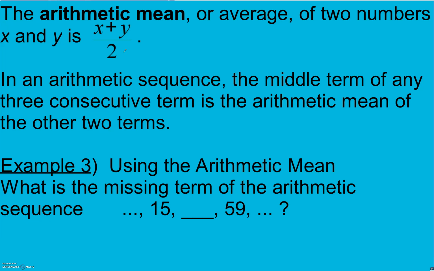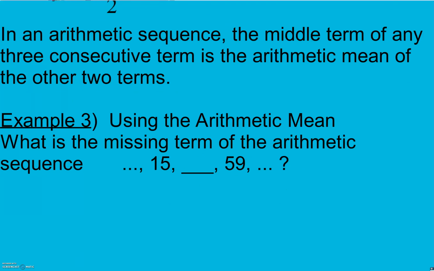So in example 3, we're going to find the missing term of the sequence here. We have 15, and then some number we don't know, and then 59. So the number in the middle is the average of the two numbers on each side. So we take 15 plus 59 and divide by 2. Again, to find the average, we add them up, divide by how many there are. 15 plus 59 is 74, divided by 2 is 37. Which means our number here is 37.